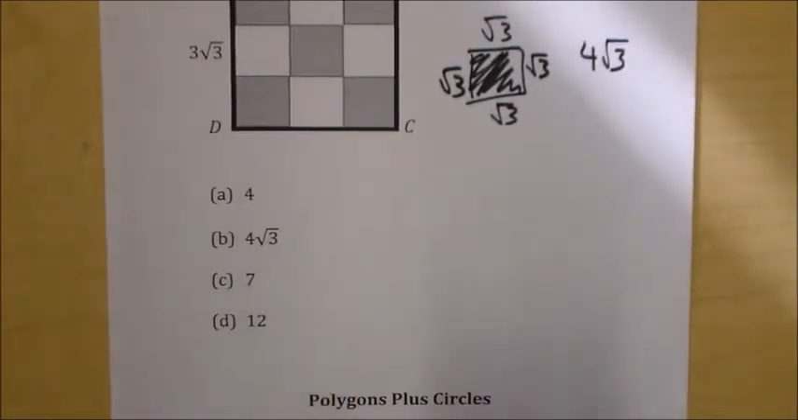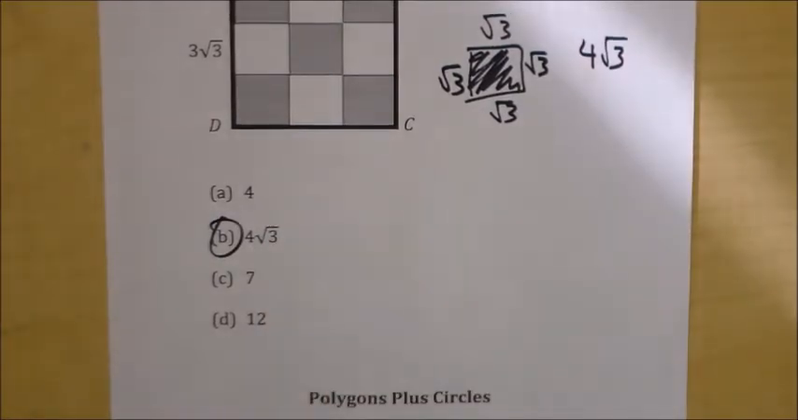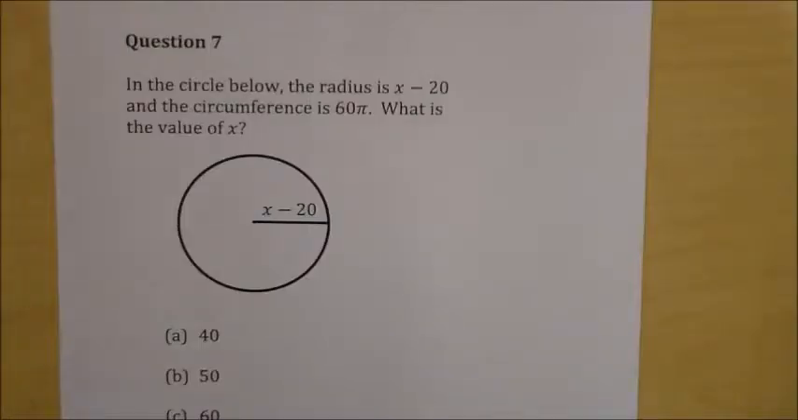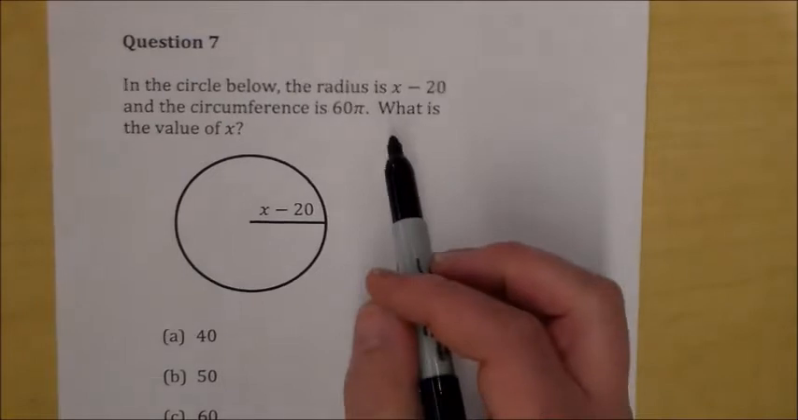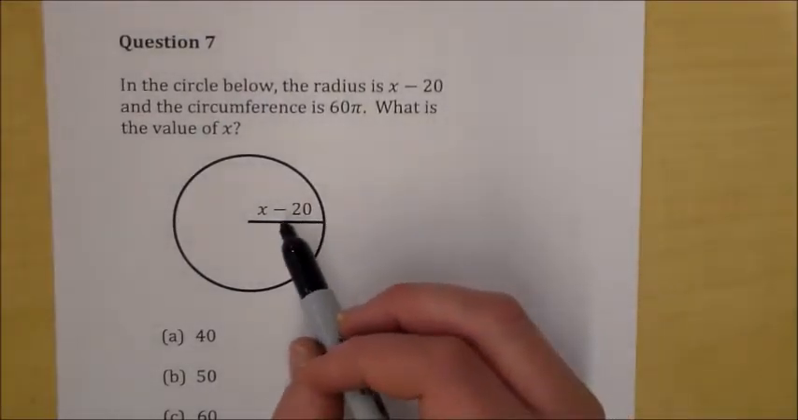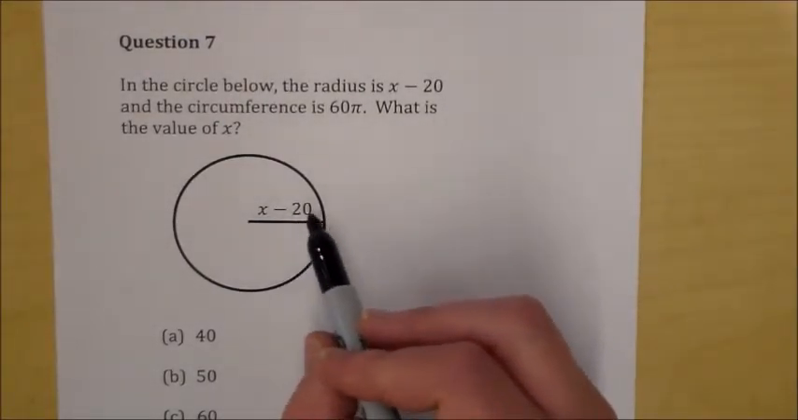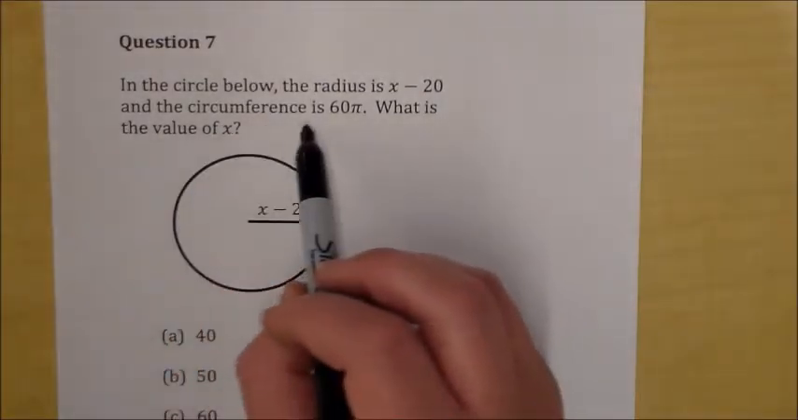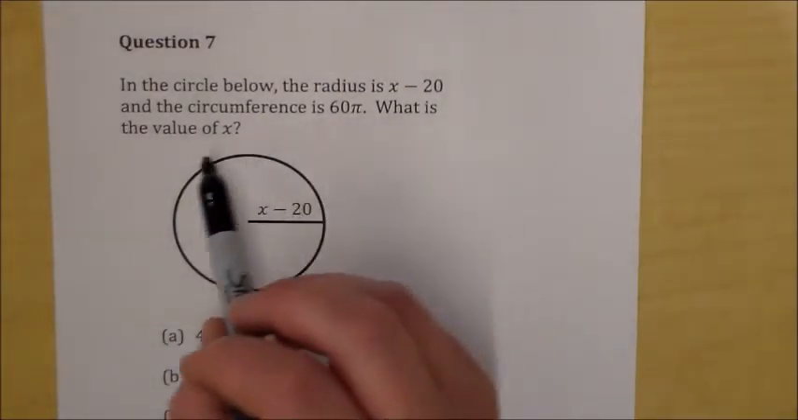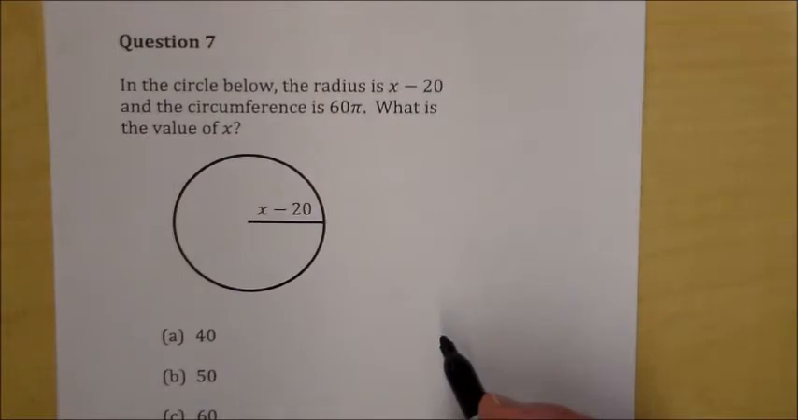Don't fight it. It's the answer. We're good to go. Question 7. In the circle below, the radius is x minus 20. That's a weird radius, but it's not that weird. It's just a number, x minus 20. And the circumference is 60 pi. What is the value of x?